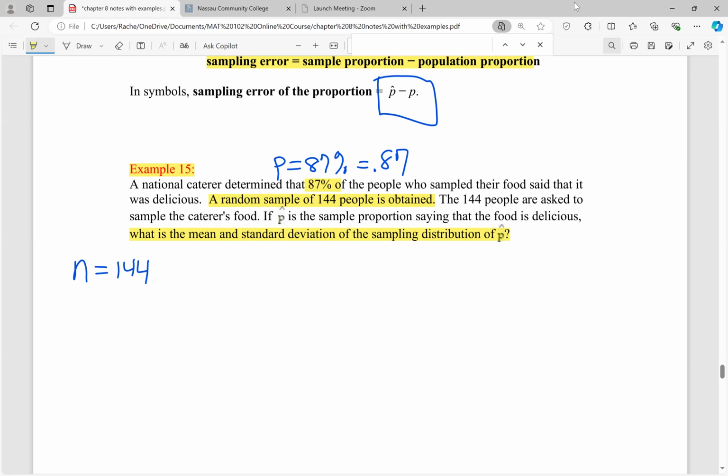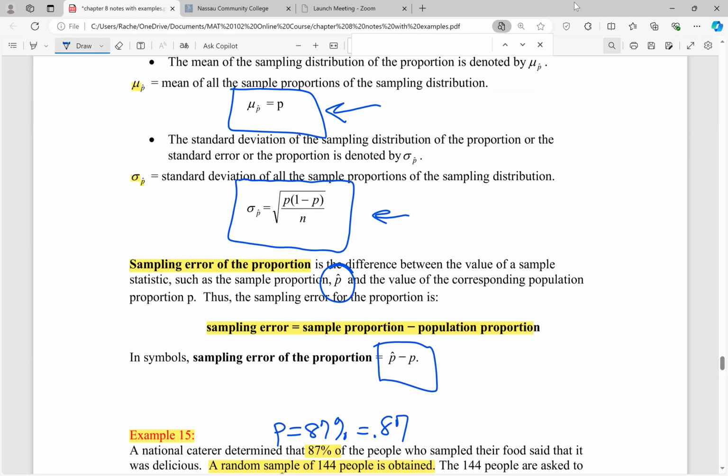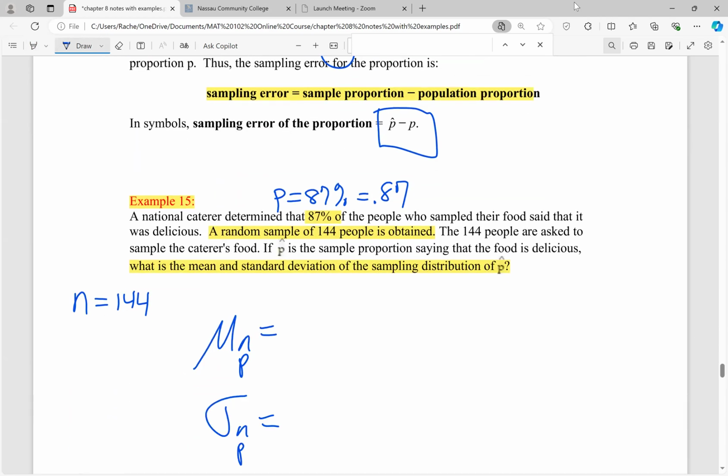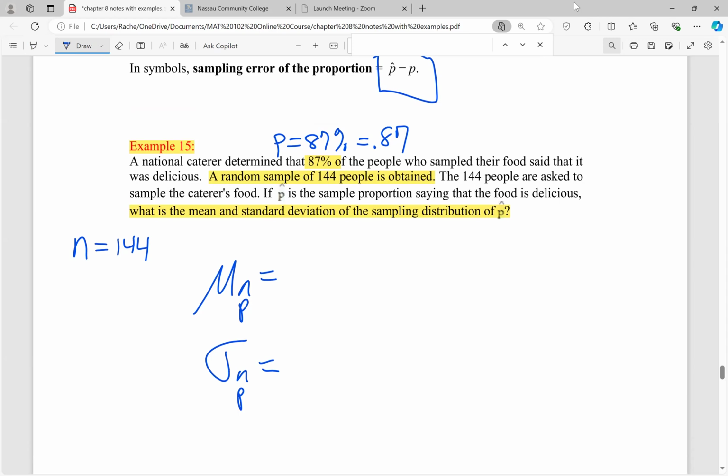That's what I'm asking. So what is mu sub P hat equal to? And what is sigma sub P hat equal to? So mu sub P hat is always going to be equal to P, which is the population proportion. And in this case, we were told that P is 87% or 0.87. So the mean of all the sample proportions is equal to 0.87, which is just P.